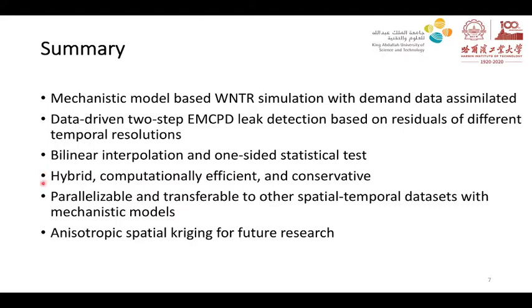It could be run in parallel and could be transferred to other spatial temporal datasets if they have mechanistic models to be considered. For future research, we would investigate anisotropic spatial kriging methods to improve the isolation step performances.